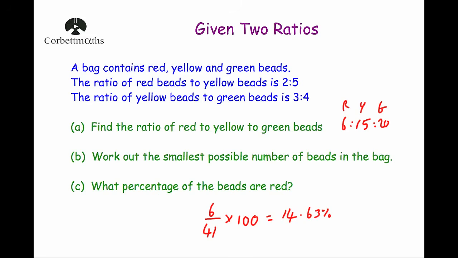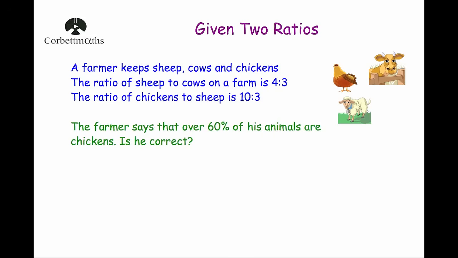Okay, let's have a look at another exam question now. So here we've got a different question. It says a farmer keeps sheep, cows and chickens, and the ratio of sheep to cows is 4:3. So for every 4 sheep there's 3 cows, and the ratio of chickens to sheep is 10:3. So in other words, for every 10 chickens there's 3 sheep. And the farmer says that over 60% of his animals are chickens.